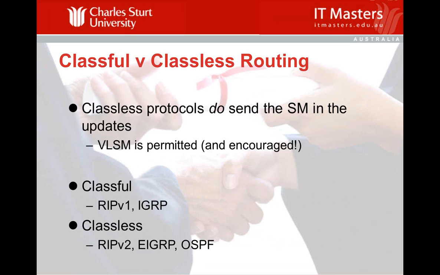Okay, classless protocols, however, do send the subnet mask in the update. So VLSM, variable length subnet masks, are permitted and they're encouraged. That basically means you can make your subnet mask whatever you want it to be, and that classless protocol will send along that information. Examples of classful protocols, ones that do not send subnet masks in the updates, are RIP version 1 and IGRP. Classless, you've got RIP version 2, EIGRP, OSPF as the internal gateway protocols, and obviously BGP will also send it if you configure it so.